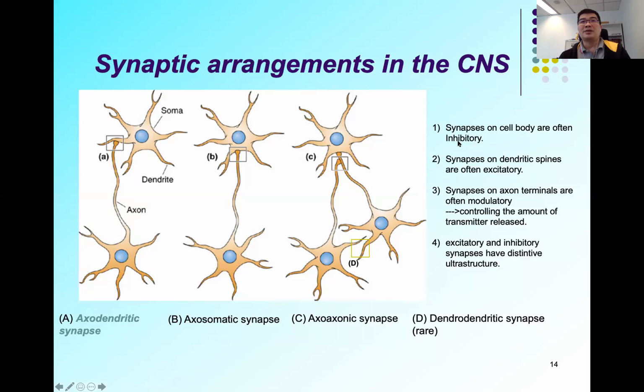Now you can see that the synapses on the cell body are often inhibitory. Synapses on the dendritic spines are more often excitatory. Now axon to axon is usually modulatory, so eventually you can modulate the release of this axon.